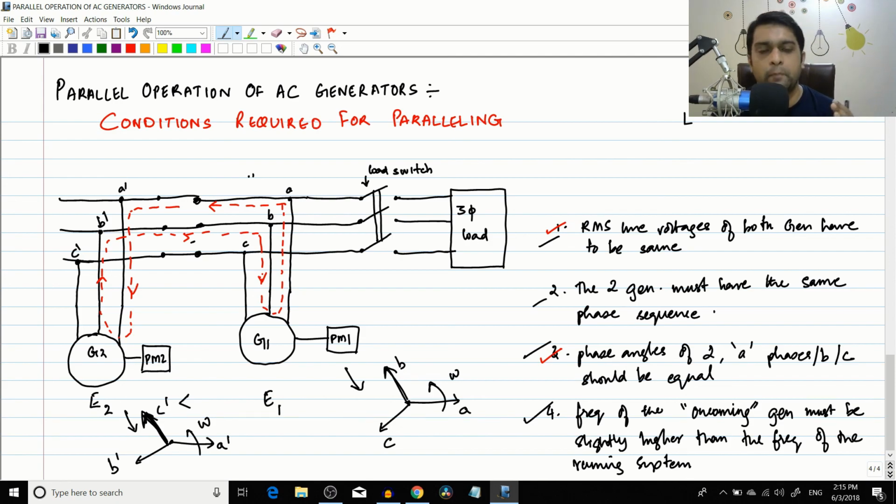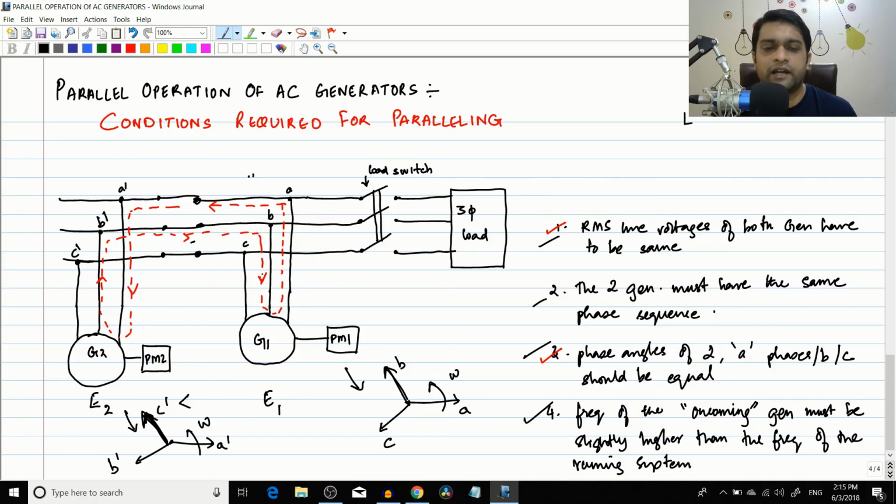Another thing is that in methods like the dark lamp method or using synchroscopes, there should be a little bit of frequency difference to understand when you have to synchronize the generators. All these things will be explained very clearly when I do a lecture on the synchronizing procedure. Okay, so to understand where to synchronize, there should be a little bit of difference in frequency. Okay, a very minute difference, but a little bit of difference should be there.